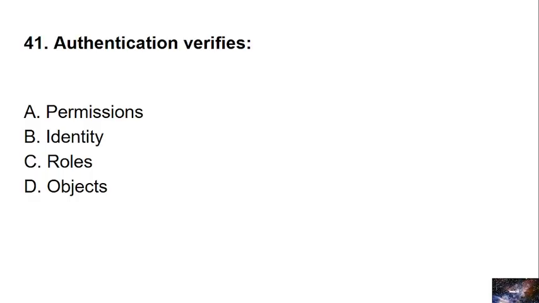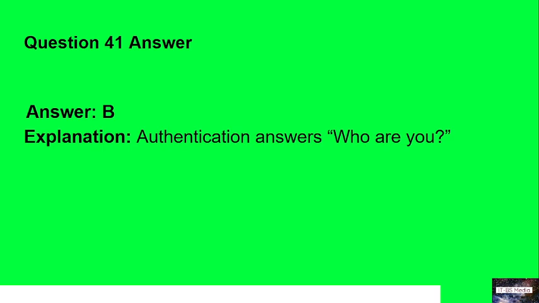Let's go. Authentication verifies what? Permissions, identity, roles, objects. And the answer is: authentication answers who are you. So go with B.